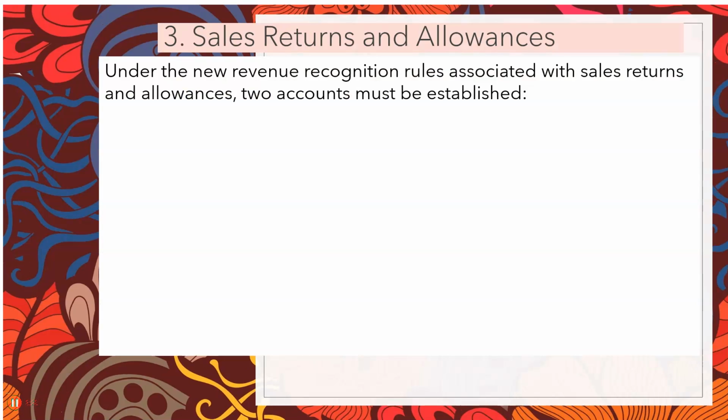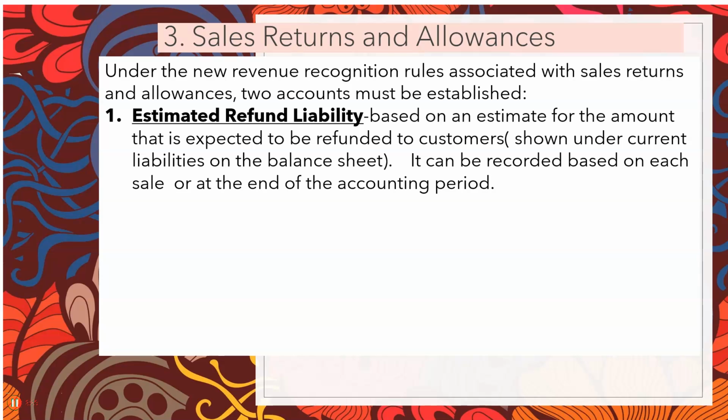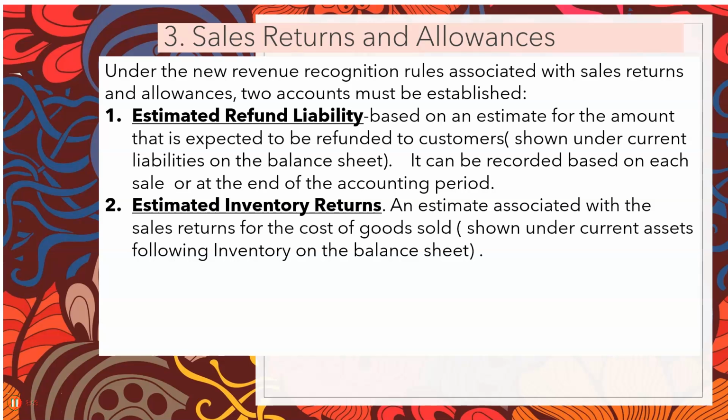Okay, under the new revenue recognition rules associated with sales returns and allowances, we now have to set up two reserves. The first is called estimated refund liability. It's based on an estimate for the amount that is expected to be refunded to customers. It can be recorded based on each sale or at the end of the accounting period. The second account we have to set up is a reserve for estimated inventory returns. It's an estimate associated with the sales returns for the cost of the goods sold, shown under current assets following inventory on the balance sheet.